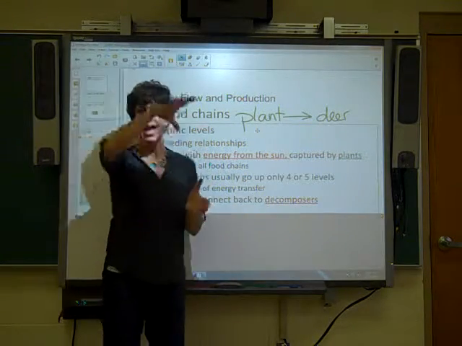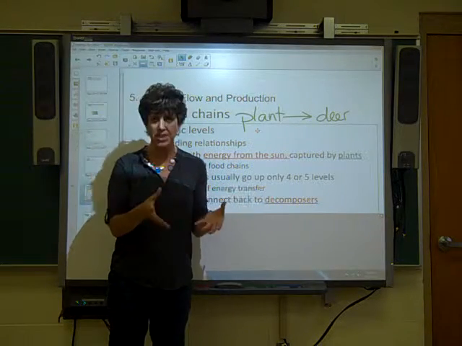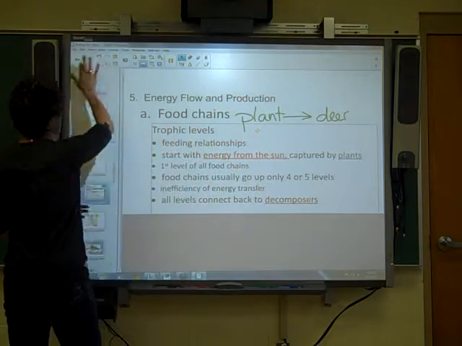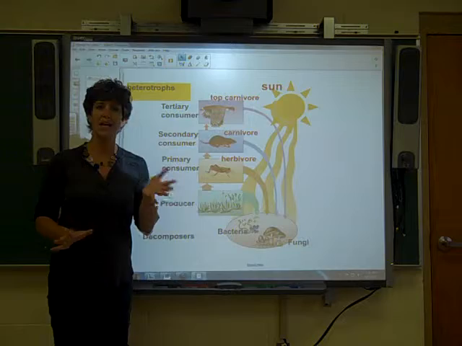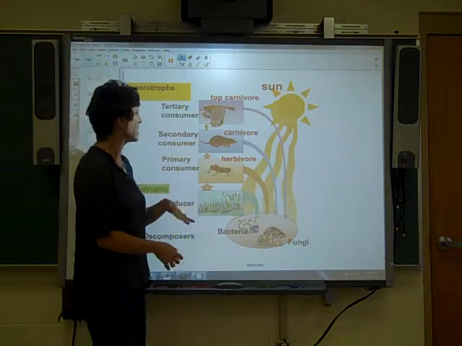All levels end up going back to decomposers. Again, I know that's a refresher for you. You know decomposers are the recyclers in a food web. All right, here is just an example, just a diagram. If you like putting diagrams in your notes, go ahead and add the diagram in.